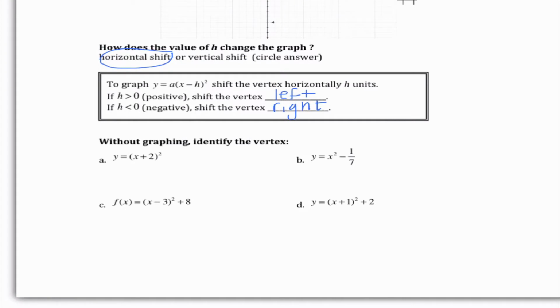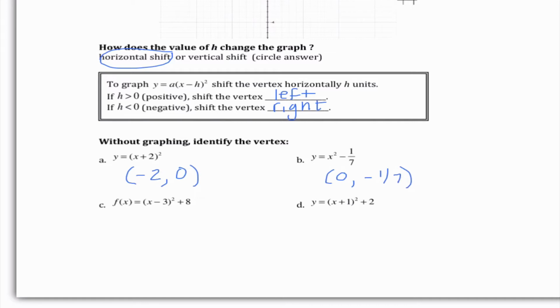So for A here, I notice this positive 2 inside. That means it is going to shift to the left 2, and I don't see anything added afterwards, so our vertex is going to be negative 2, 0. Our second one, I don't see anything inside the parentheses, so I'm going to put 0, but my k value this time is negative 1/7.